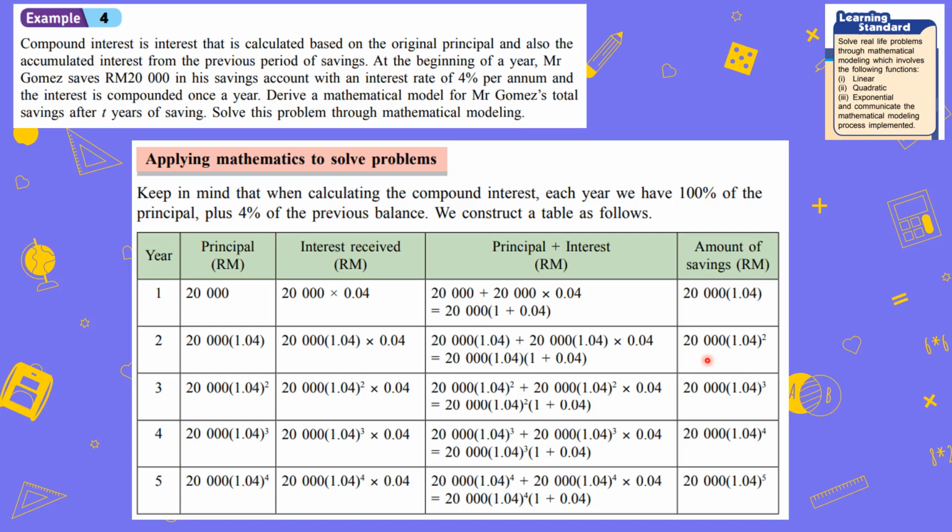Now, this is the amount of savings in year 2. It will become the principal amount in year 3. Then this is the interest received, principal and interest, the total amount of savings. 1.04 to the power of 2 multiplied by 1.04, that means 1.04 to the power of 3. And the same goes with year 4 and 5 and so on. So that means the amount of savings here, the power of 1.04 is related to the year.